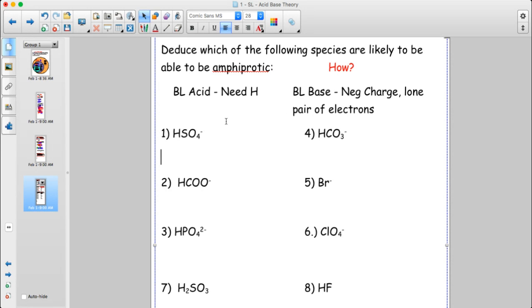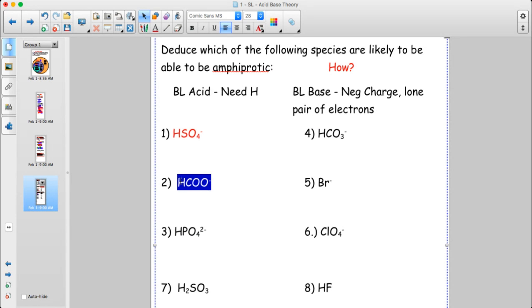So if I look down this list, this one is a prime candidate. Actually, in the examples above, you saw it act like both an acid and a base. In one example, we had it gain another H and turn into H2SO4. In another example, we had it lose this hydrogen and turn into SO4 2-. So things that have H's and negative charges are really good candidates for being amphiprotic. So this is another good example of one that could do that. This is another good example of one that could do that.